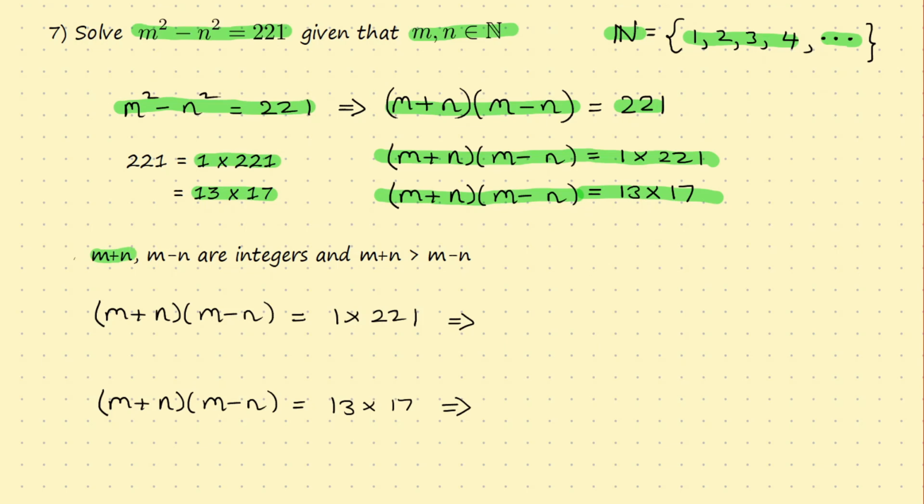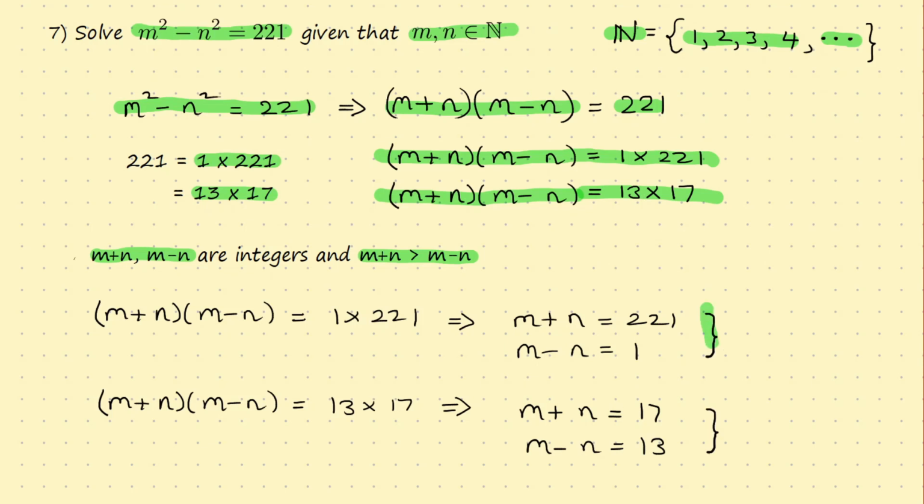Notice that m plus n and m minus n are integers, and that m plus n is greater than m minus n. Then using the first factorization of 1 times 221, that means we can only have solutions if m plus n equals 221 and m minus n equals 1. And using the second factorization, we must have m plus n equals 17, m minus n equals 13. So we have two sets of simultaneous equations to solve.